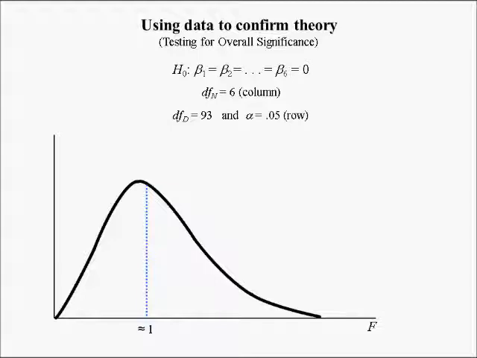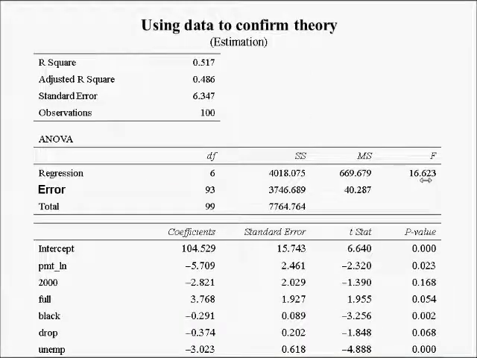So the F critical value is found in the F distribution table in row 93 in column 0.05. The intersection of column 6 and the row corresponding to 93 and 0.05 is 2.20. Now, if you recall, if you go back to the regression output, the F statistic is 16.623.